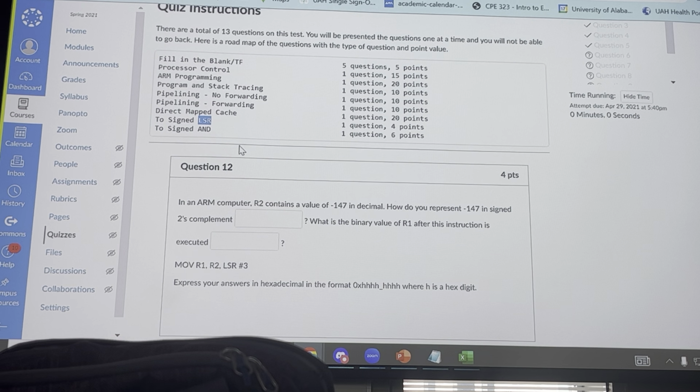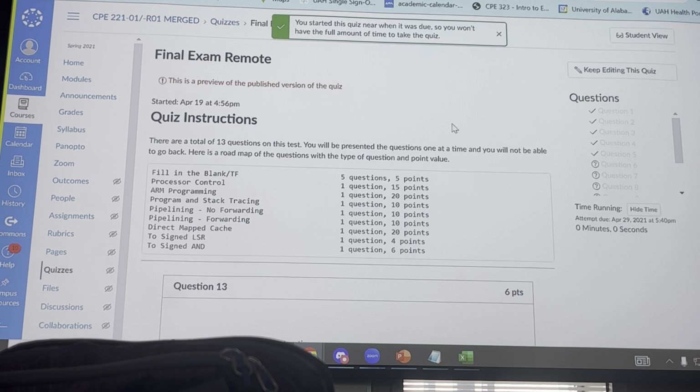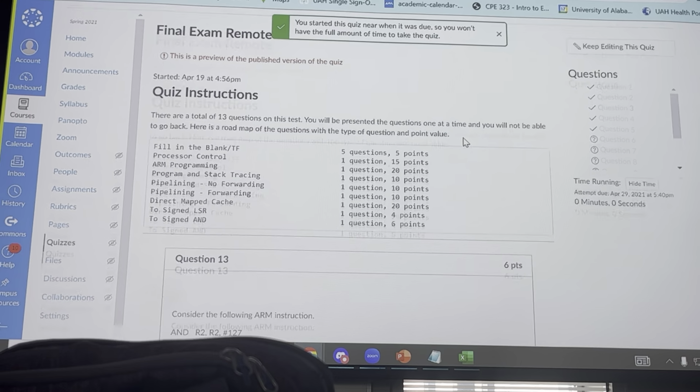This is LSR, which is what? Logical shift right. Good. And AND is what? AND the bits together. Let's see the output. You will have scratch paper.